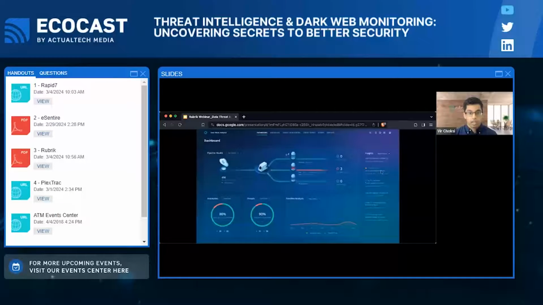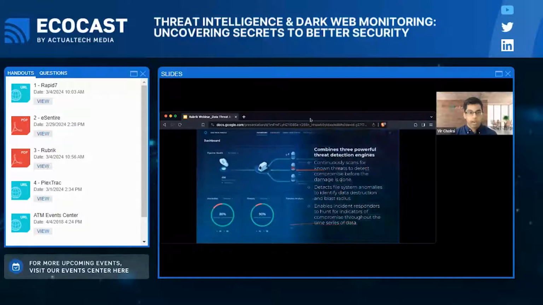So again, to recap, data threat analytics combines three really powerful threat detection engines. With threat monitoring, you can continuously scan for known threats to detect compromise before the damage is done. With anomaly detection, you can detect file system anomalies to identify data destruction and the blast radius of an attack. And with threat hunting, incident responders can hunt for indicators of compromise throughout the time series of data.